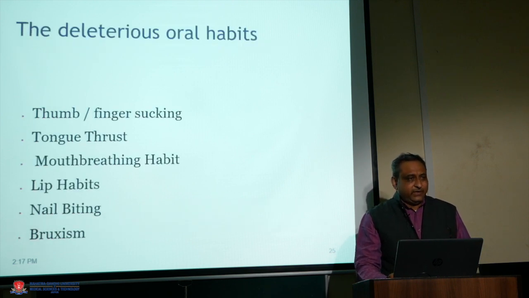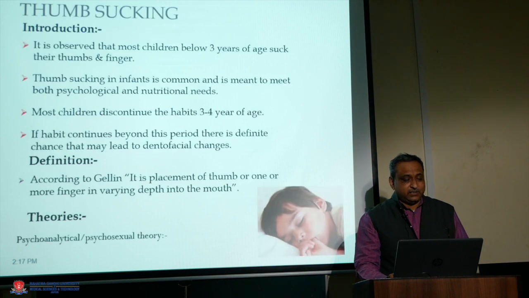We all know that these are the various deleterious oral habits like thumb sucking, finger sucking, tongue thrusting habit, mouth breathing habits, lip habits, nail biting, and bruxism, broadly. So we will start with the thumb sucking habit.